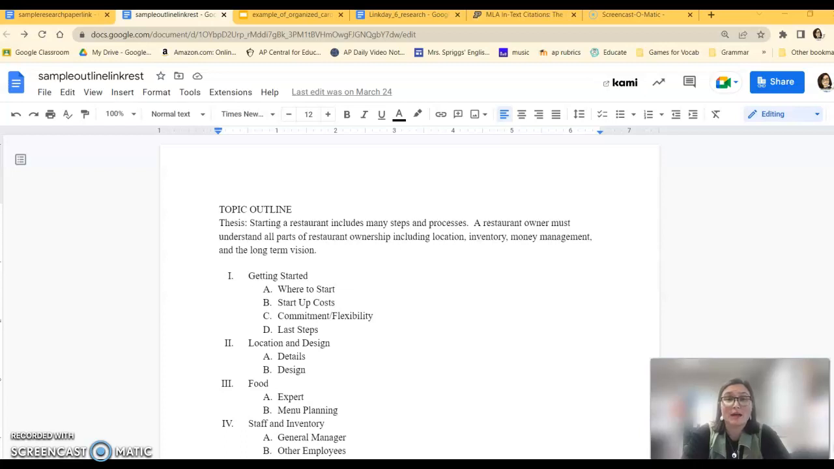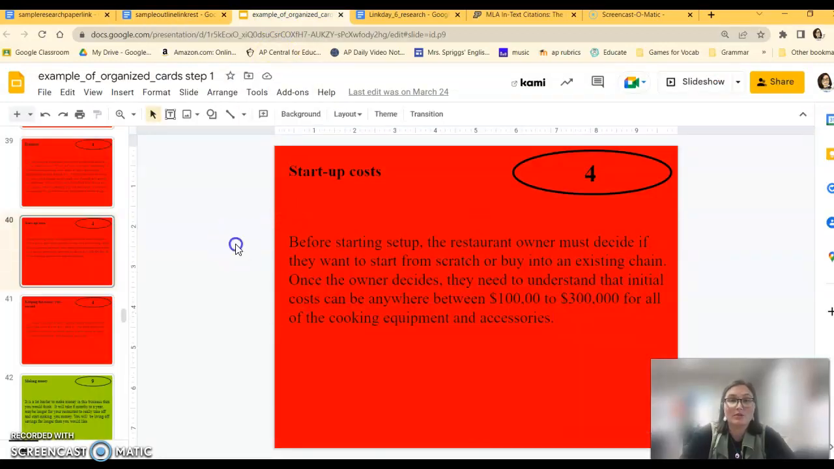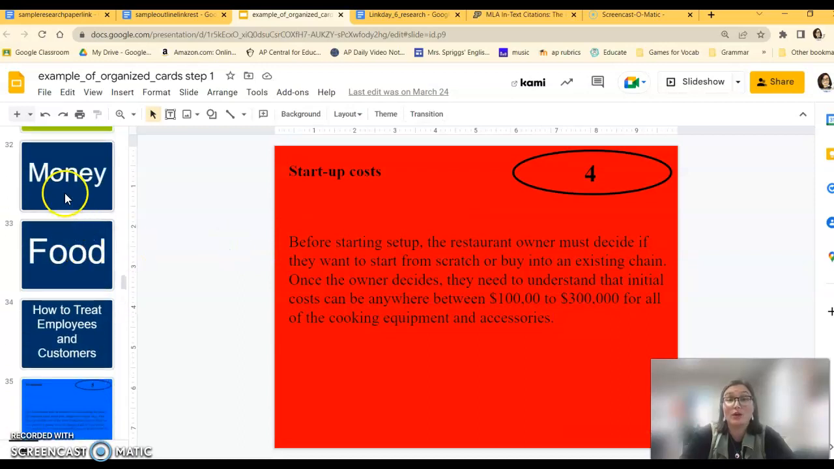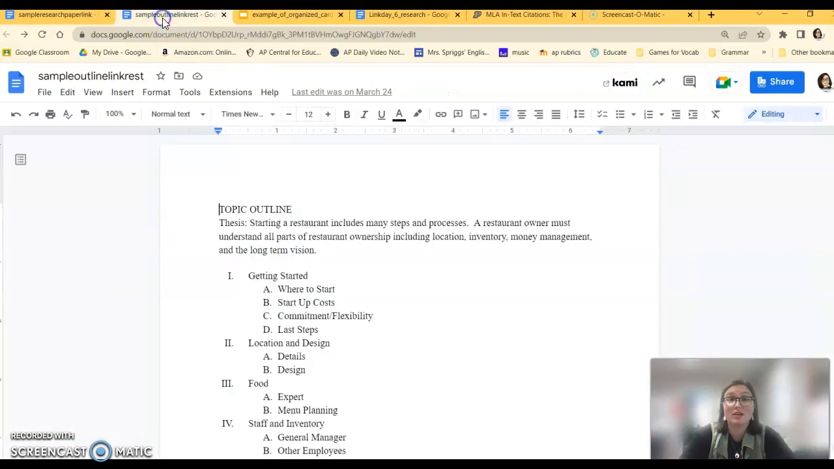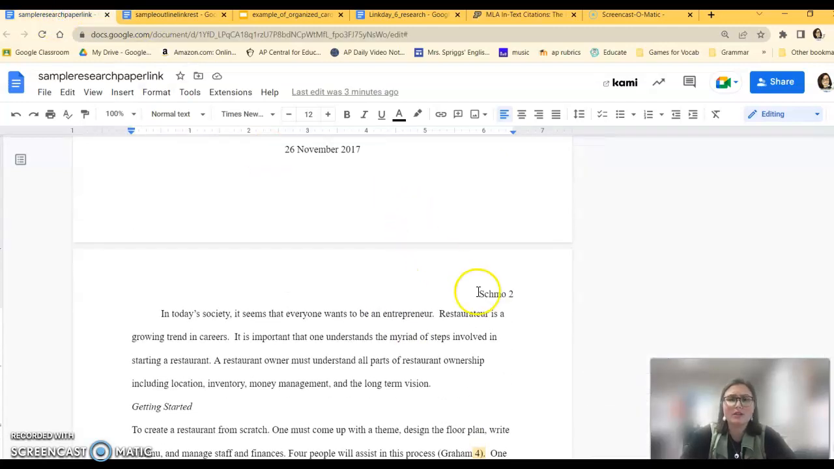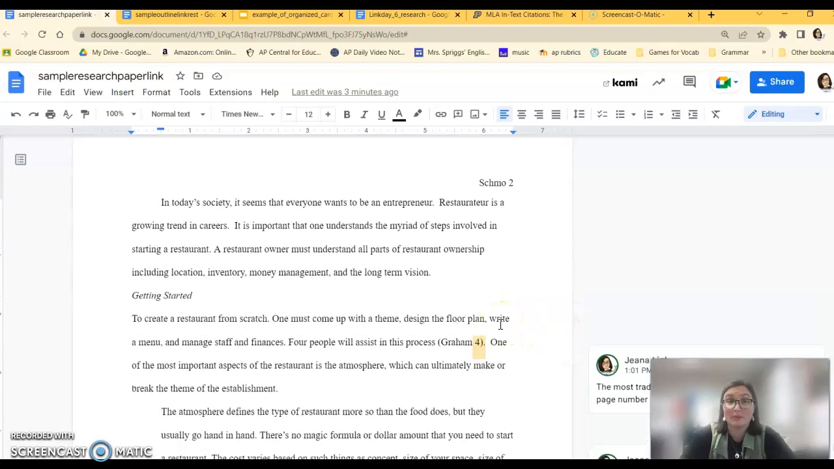Just a reminder, as you're writing your paper, you should always have your topic outline pulled up in a tab so that you can make sure you're following it in order. You should also have your organized note cards up so that you know that you're going in the order that your outline is in. And lastly, you're going to have your paper pulled up. So what I want to do is go ahead and look at this paper.